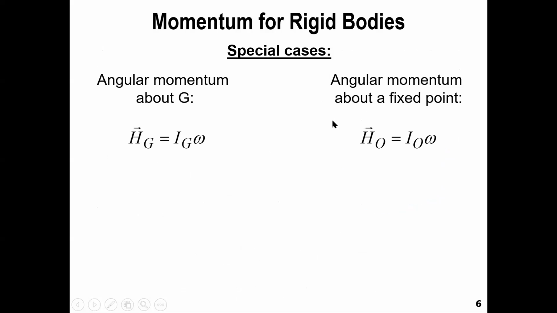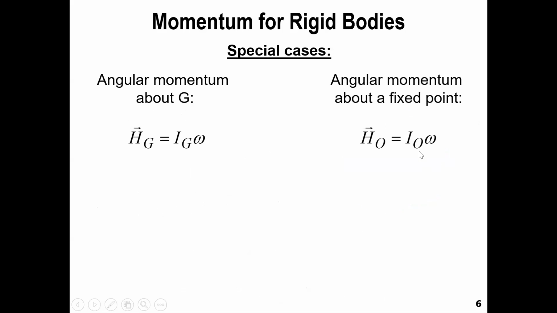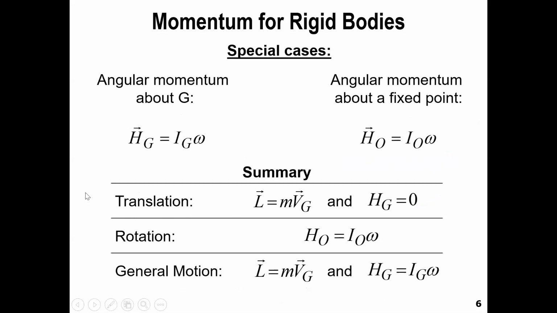The other case is when you have a fixed point, the angular momentum about a fixed point. Now let's go back to this slide. If P is a fixed point, VPX will be 0, VPY will be 0, so H is going to be again I omega. And we usually use letter O for fixed point. So technically, if you want to summarize, if you have translation only, your linear momentum is going to be MVG. Because there's no omega, this omega will be 0 for translation. H about G is 0.